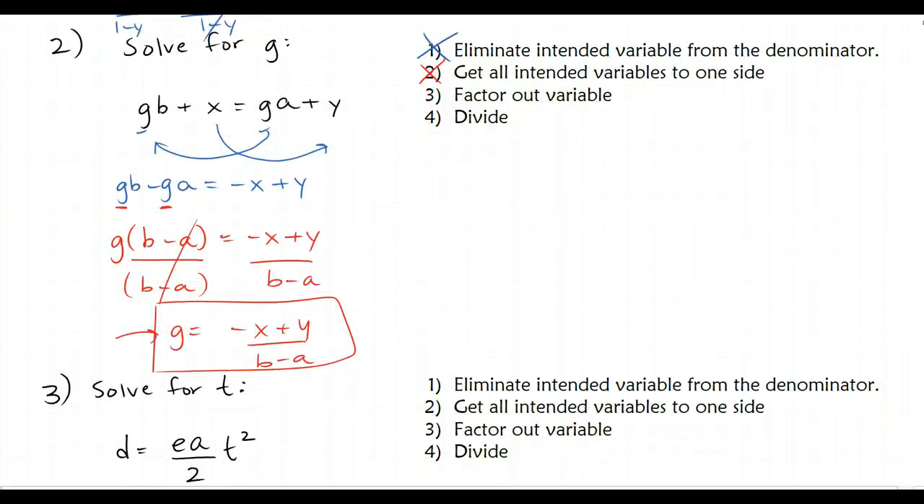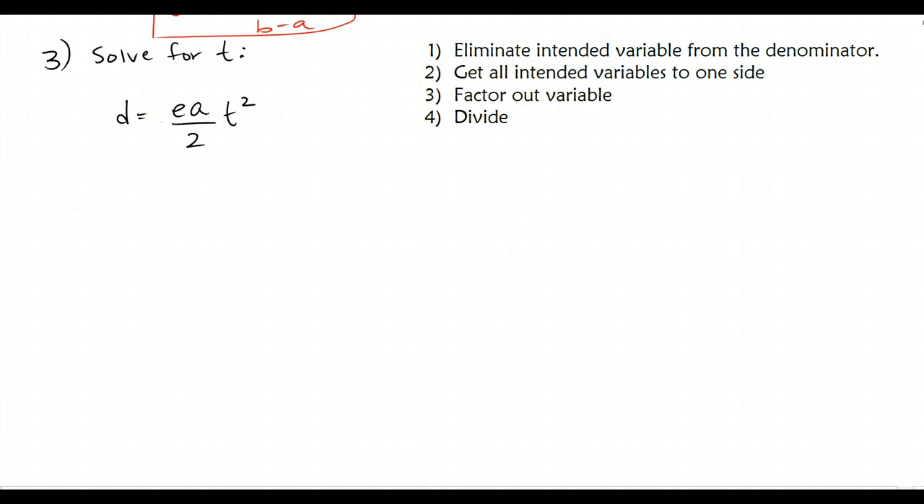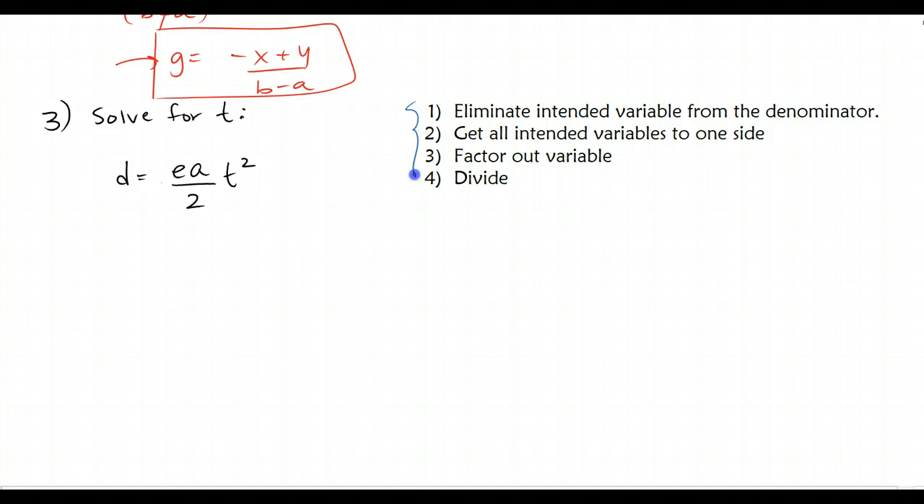Alright, now in the last problem, I picked this problem because I want to show you that sometimes these rules don't actually apply. So step 1 here says to eliminate the intended variable from the denominator. Well, t here is not in the denominator right now, so we skip step 1. Step 2 says to get all intended variables to one side. Well, there's not multiple t's to collect, so it's kind of already on one side. So step 2 doesn't apply. Step 3 says to factor out the variable, and again, we can't really factor out our variable because there's not more than one t. So this is not going to work. So obviously step 4 to divide isn't going to help us either.